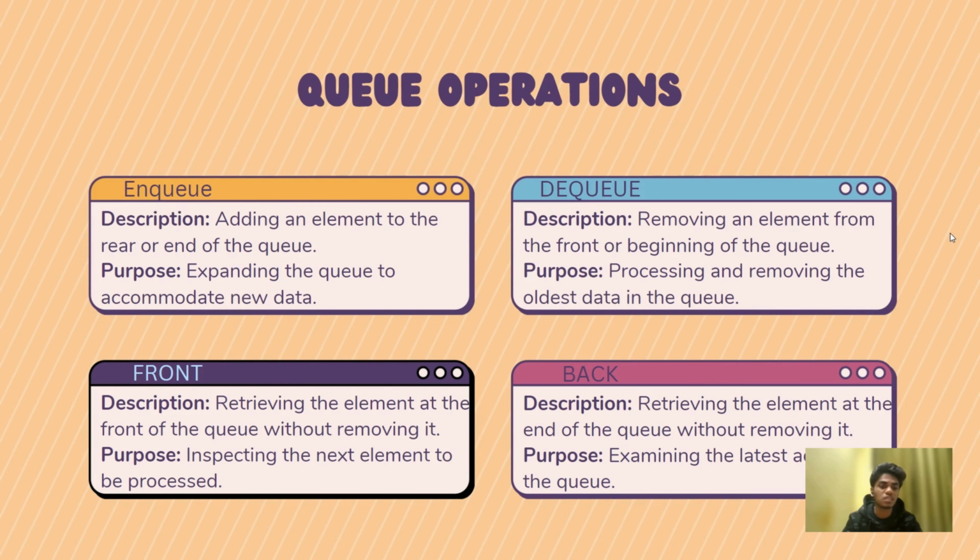The next operation is front. It retrieves the element at the front of the queue without removing it. It fulfills the purpose of inspecting the next element to be processed. The next operation is back. It retrieves the element at the end of the queue without removing it. It fulfills the purpose of examining the latest addition to the queue.